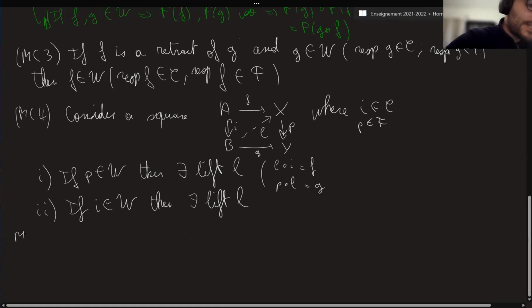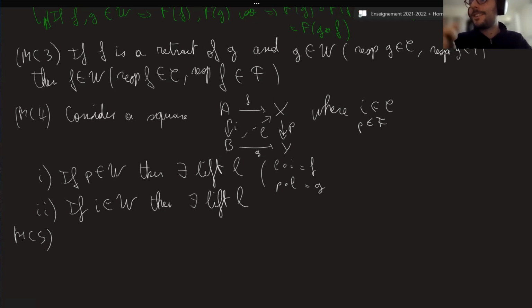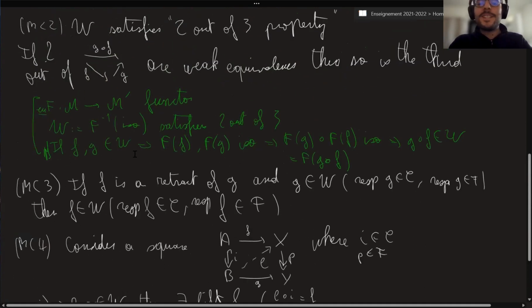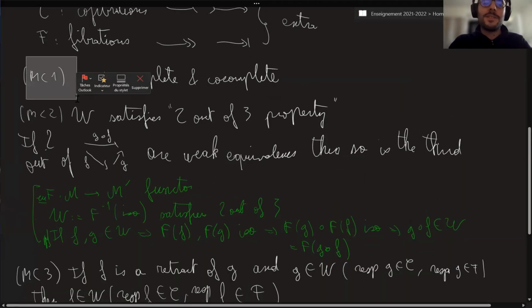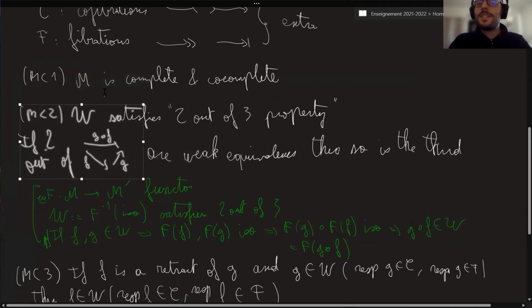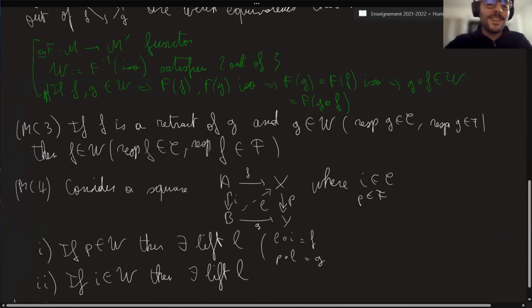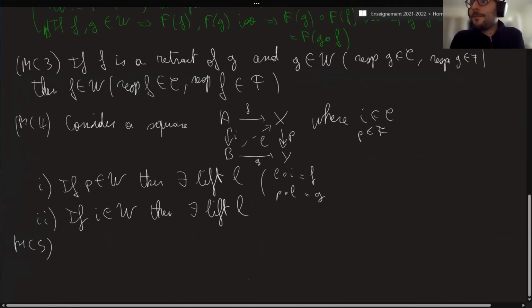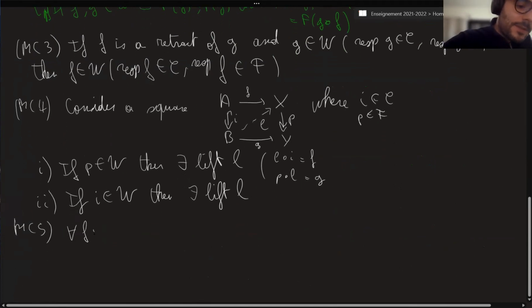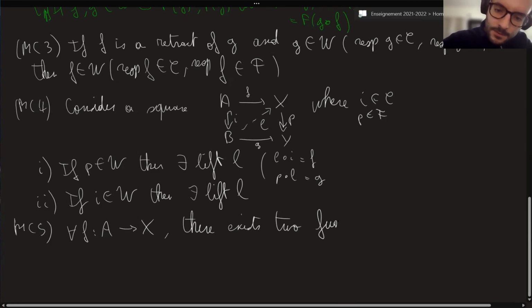Okay. And the final axiom, MC5, is typically the hardest axiom to check. Because so far, as I mentioned Wednesday, if I take the empty classes for these 3, then MC1 is something that is either true or not. If W is empty, then this is satisfied. If C and F and W are empty, this is satisfied. But this one tells us that we are not talking about the empty set. So for every morphism A to X, there exists a functorial factorization.